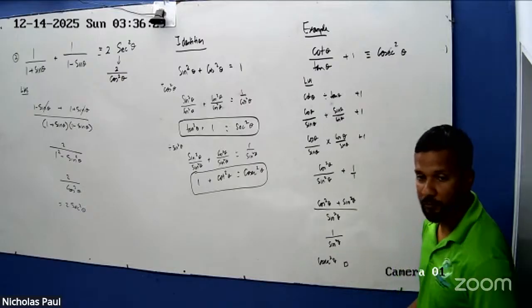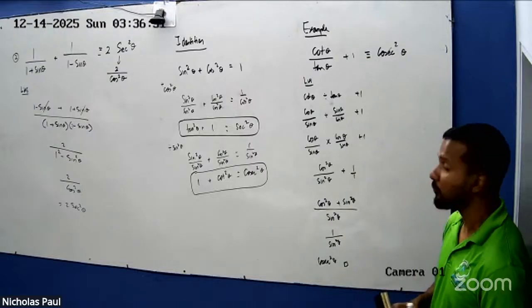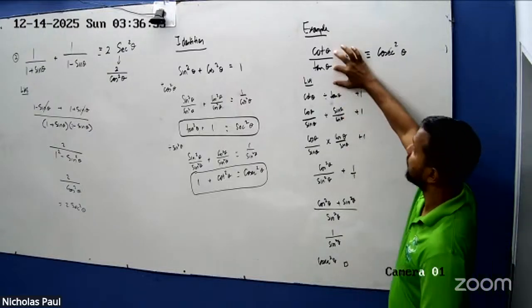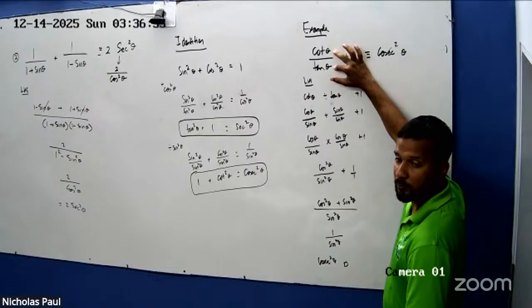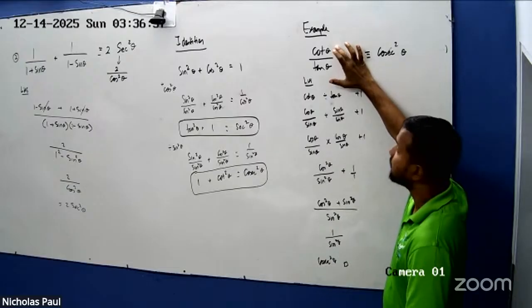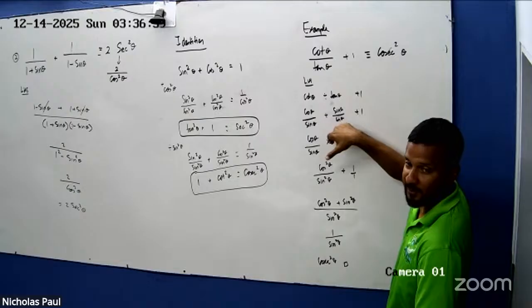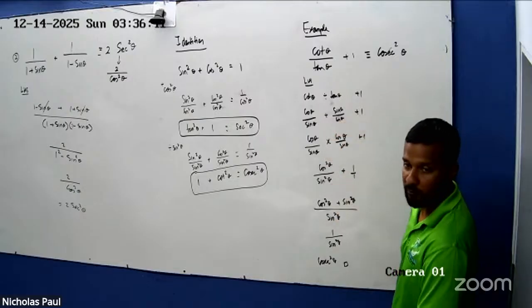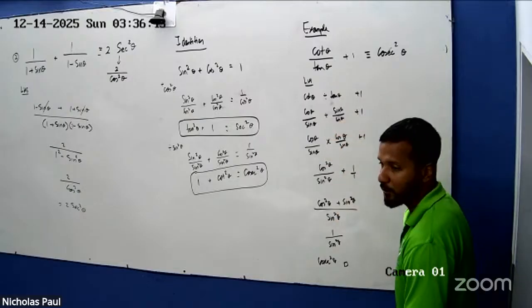I do it slightly differently. From the start, I make it 1 over tan squared. That could work as well.